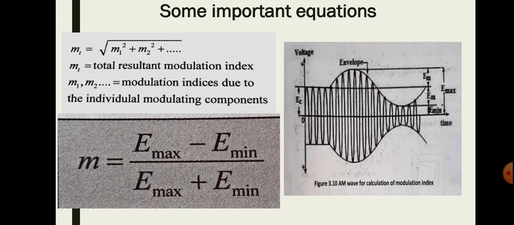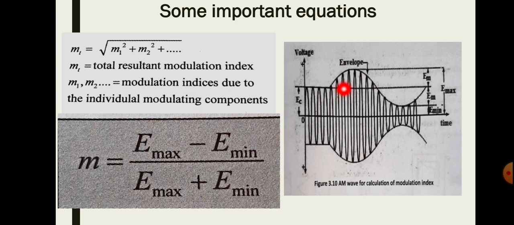There are some important equations which are used for solving the problems. Suppose there are different signals, that means different message signals or baseband signals, and they are modulating the same carrier signal, so that it will give different modulation indices such as m1, m2, etc. up to mn. Then the total modulation index will be obtained by the relation mt equal to square root of m1 square plus m2 square plus etc.